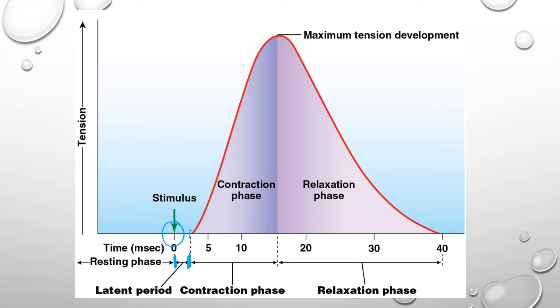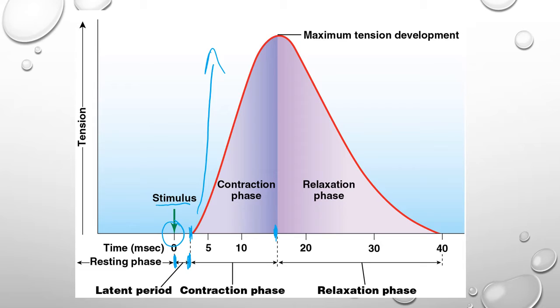And then we hit the contraction phase. The contraction phase is that period of time where the amount of force is increasing. So the amount of tension that the muscle is generating is going up. And the strength of the original stimulus is going to basically dictate how far up that goes. That's going to determine how much of a contraction we get.